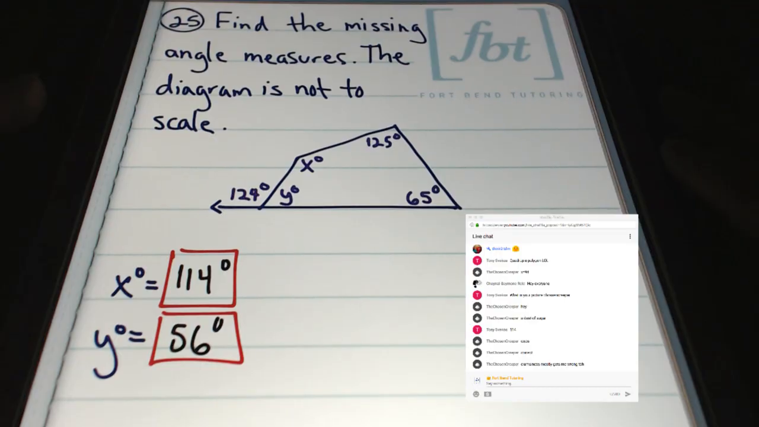So that was problem number 25, getting the geometry review underway.